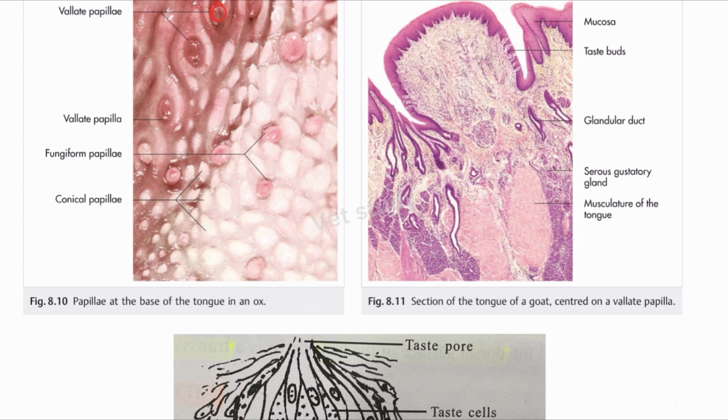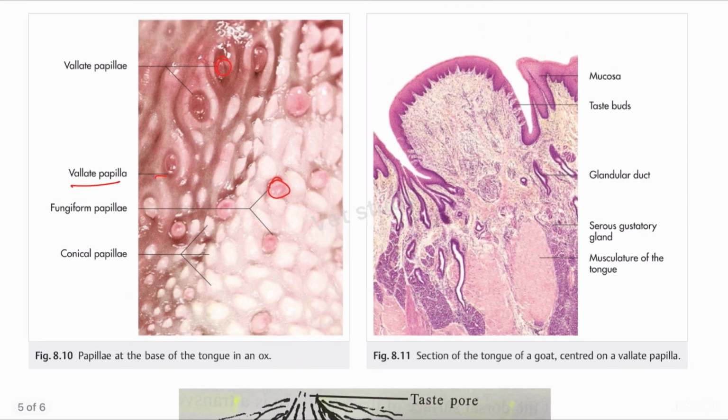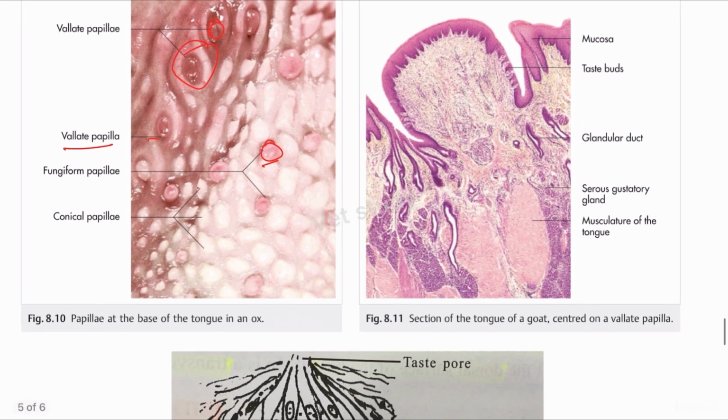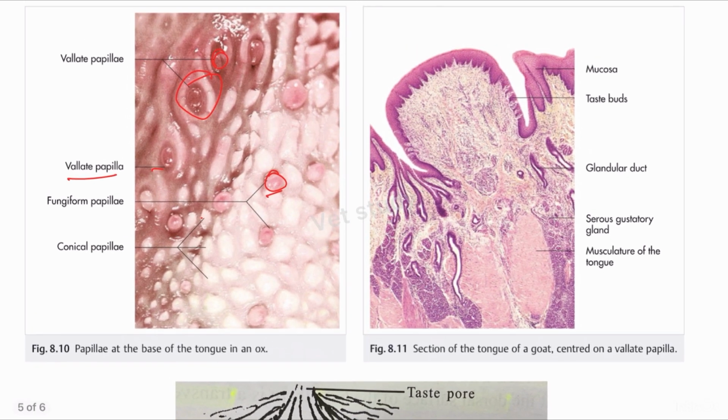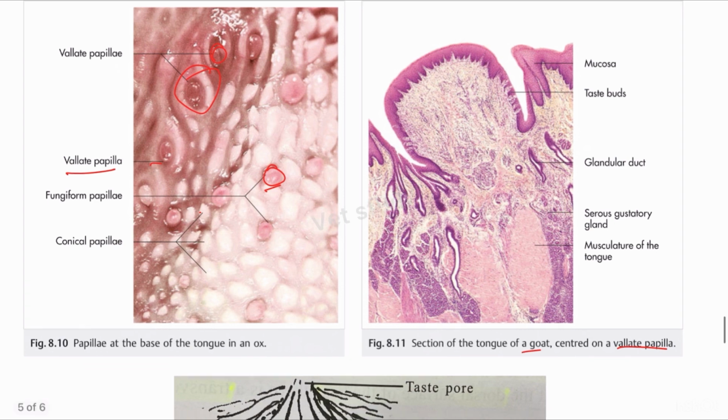Anatomy is all about the image, right? So these are the vallate papillae also. These are the fungiform papillae. So this is how you can differentiate between the papillae. This is the circumvallate papillae and this is the fungiform papillae. These are the conical papillae. So this is the histological image of papillae and circumvallate papillae of goat, right?